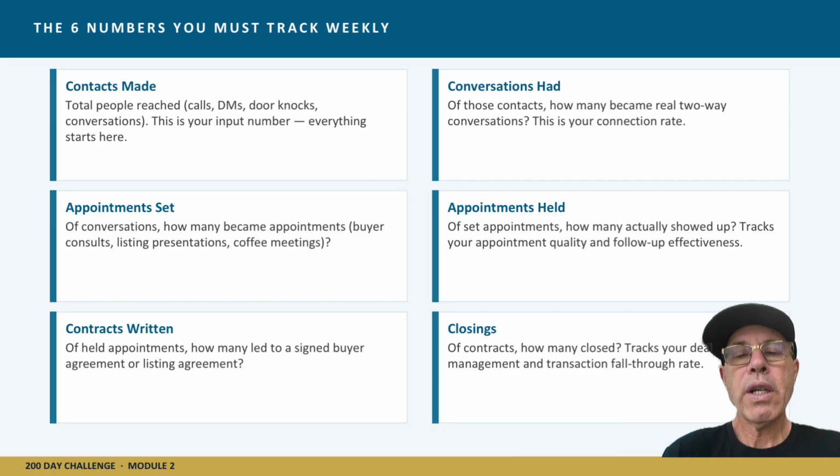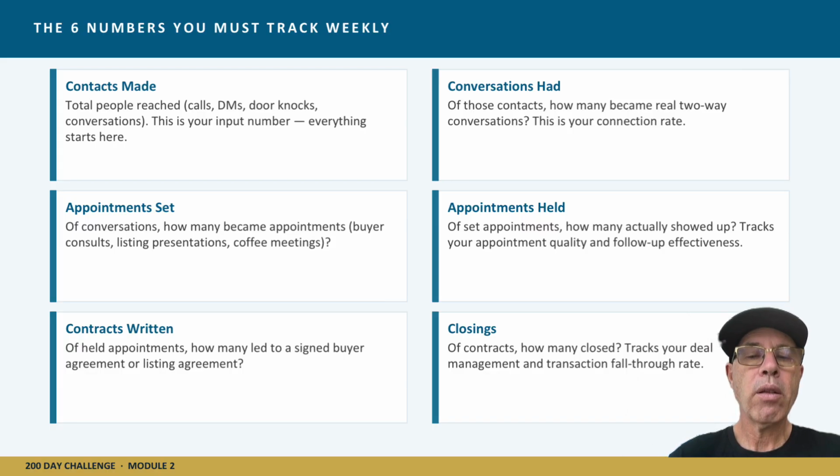Your lead generation scoreboard has 6 columns. Let me walk you through each one. Column number 1, contacts made: total people reached, calls, DMs, door knocks, conversations. This is your input number. Everything starts here. If this number is low, everything else will be low.